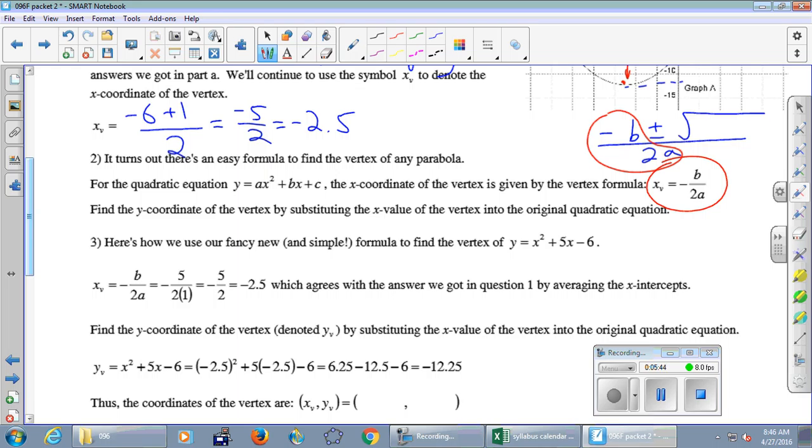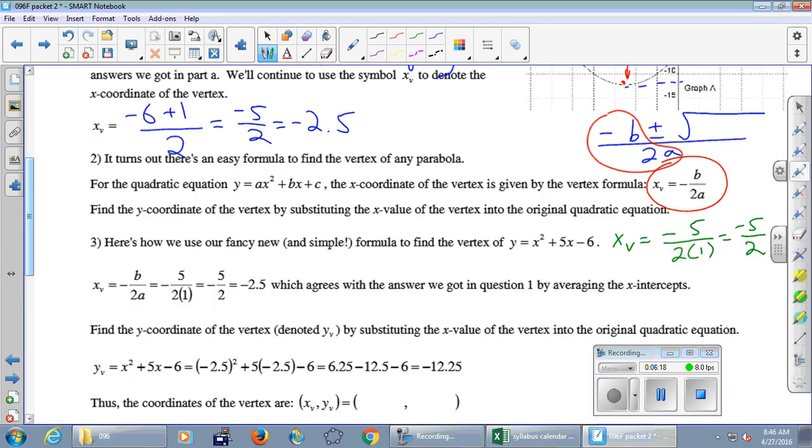Let's use our fancy new formula to find the vertex of this equation, which is the one that we looked at up above. So the work is already written out, but we'll squeeze it in here. So don't look at the next line. Here's our formula, negative b over 2a. So we go negative, how much is b? It's 5. Divided by 2 times, how much is a? 1. Everybody see how we plug into the formula? And we get negative 5 over 2, which is exactly what we got before, right?